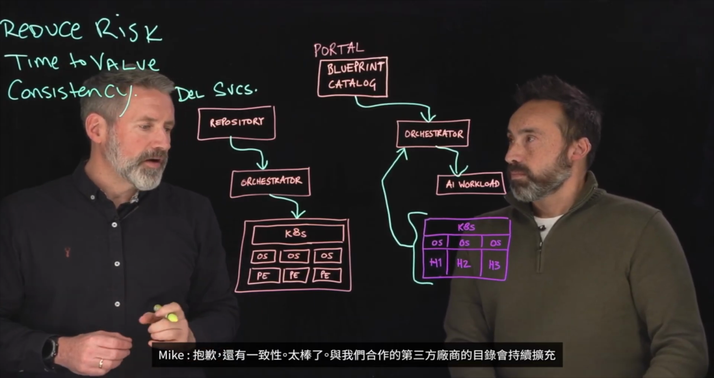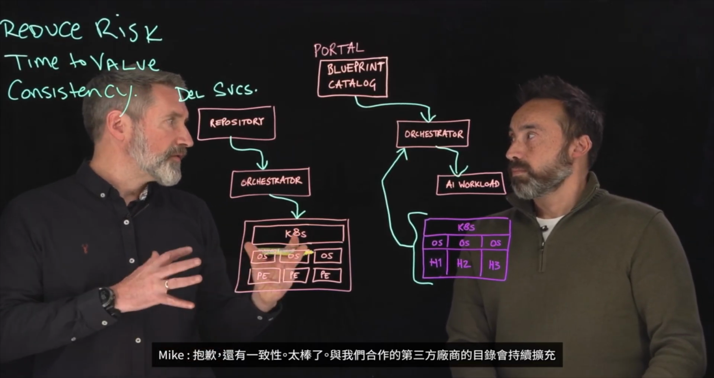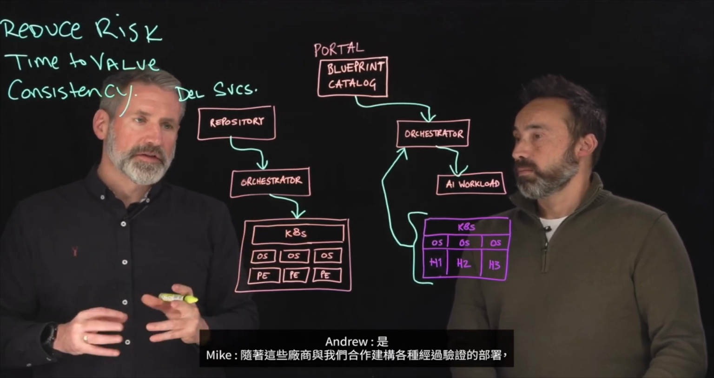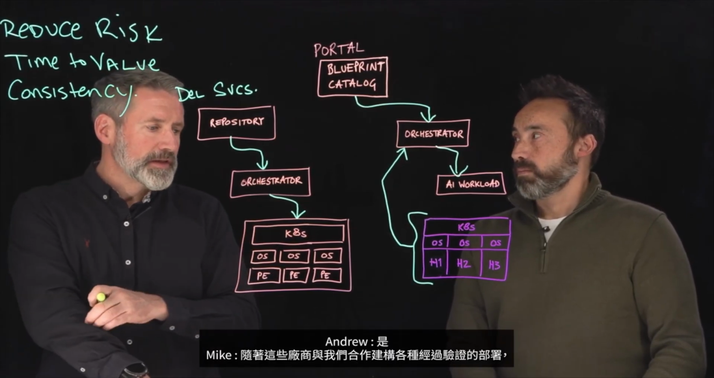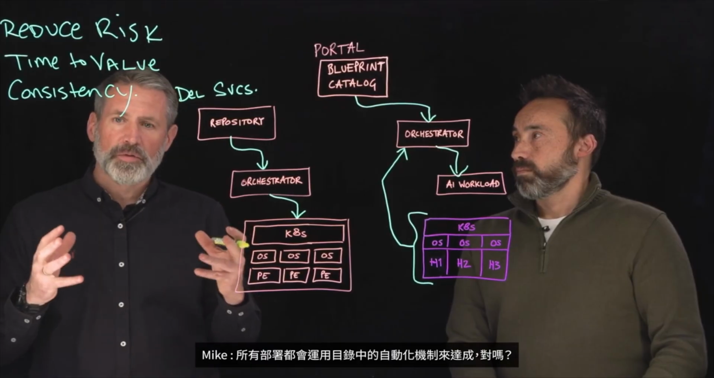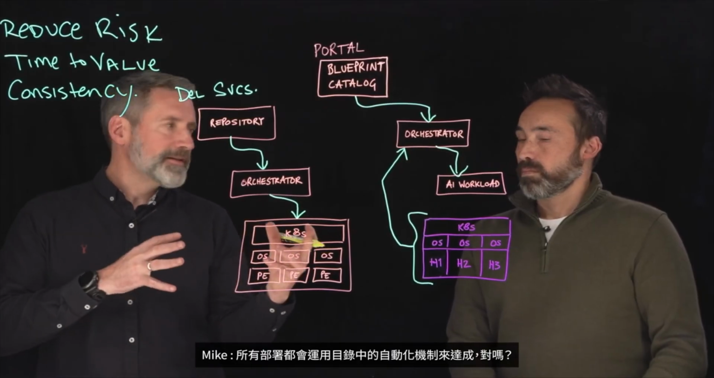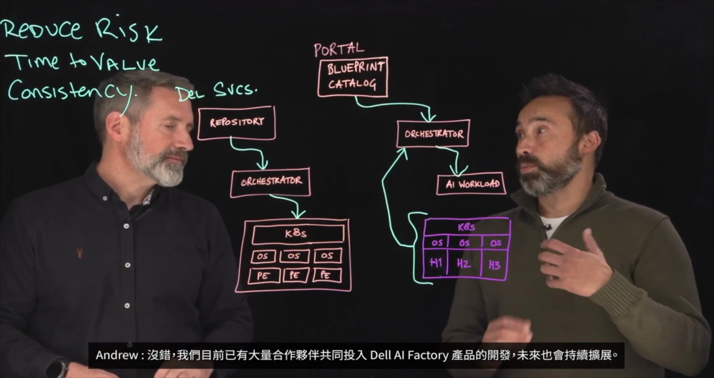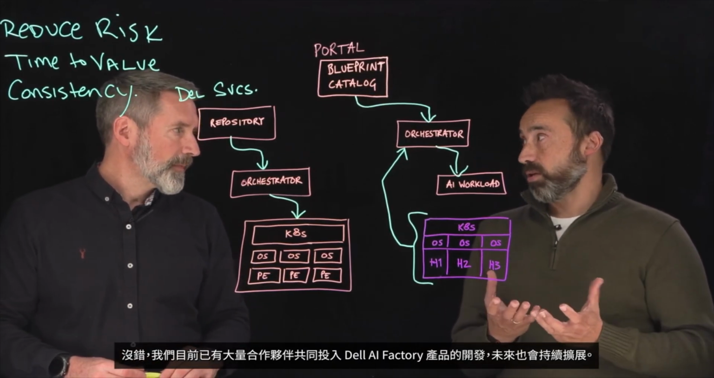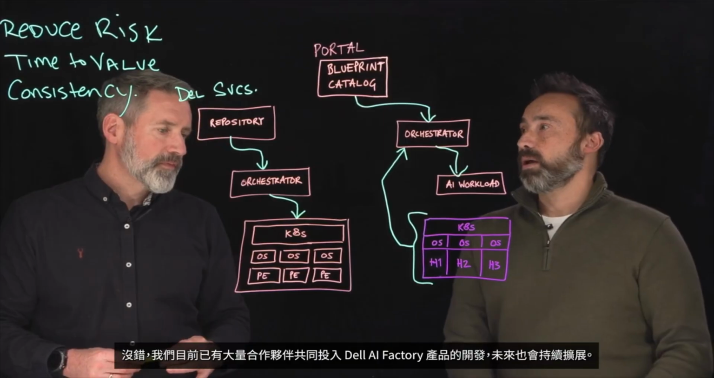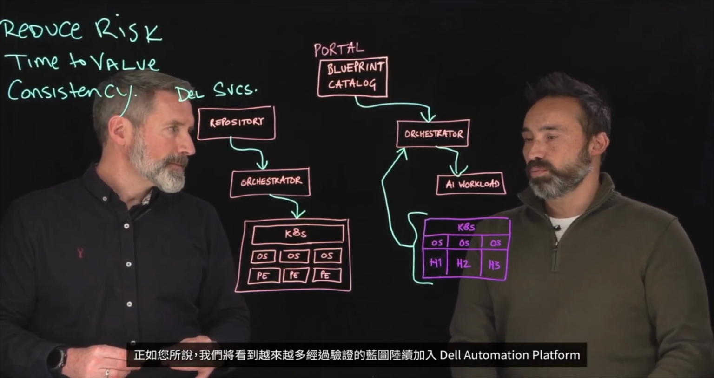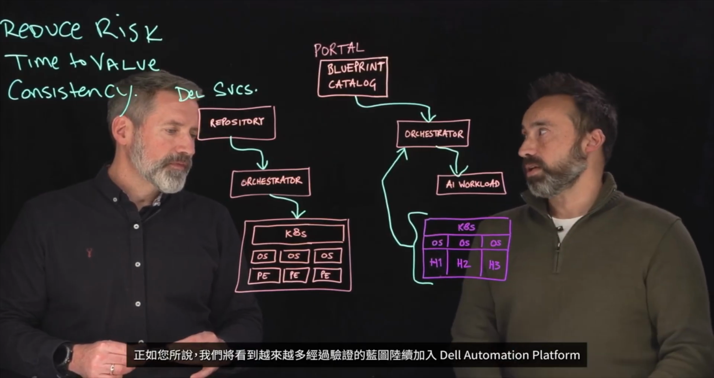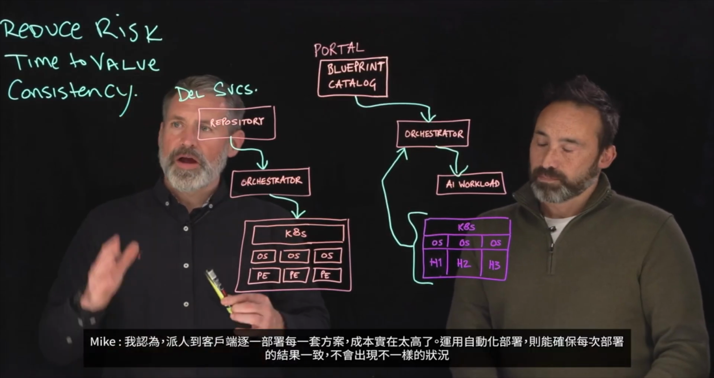The catalog of third-party vendors that we're going to work with will grow, as they work with us to build out these validated deployments. And all these deployments will use the automation from the catalog to achieve this. We have a large number of partners that we already work with around our AI Factory offerings today. Over time, we'll see more and more of these come in as validated blueprints within the Dell Automation Platform.